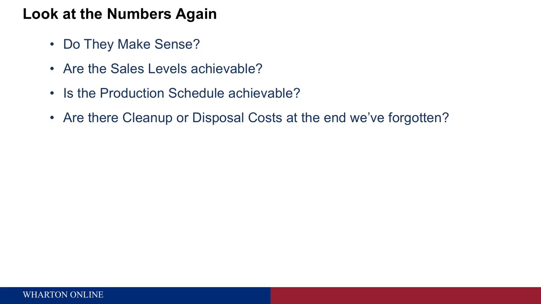So all of the work that we've done at this point should mostly be on the assumptions that went into the generation of the forecasted financial statements. Look at it again. Does it make any sense? Are the sales levels actually achievable? Is the production schedule achievable? Make sure you've included the cleanup costs or the disposal costs. A lot of people forget that one.